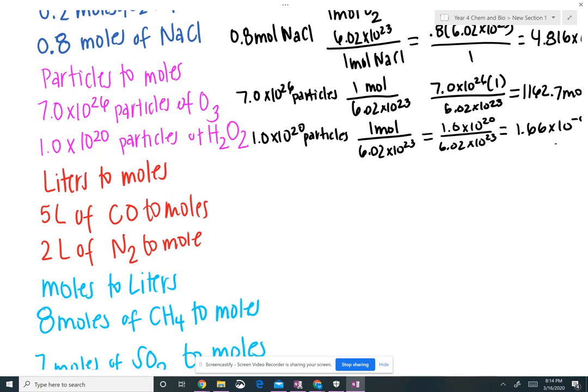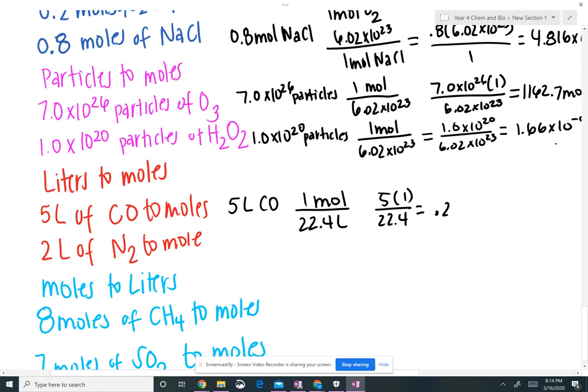Okay, last but not least is going to be our liters to moles problem. Again, this is not super common, but I want to make sure that you guys understand how to solve these things. So I have 5 liters of CO, and I'm going to make sure that my moles is on top, and 1 mole is 22.4 liters. So super simple on here. I would go 5 divided by 22.4, because I would multiply across and then divide across the bottom, and you guys should get 0.22 moles of CO.